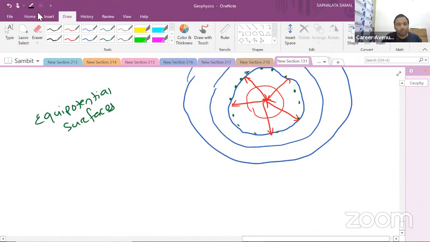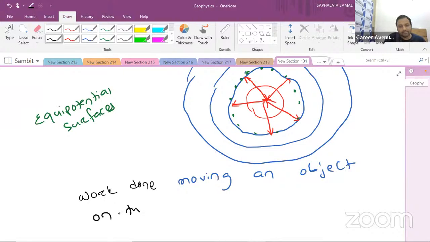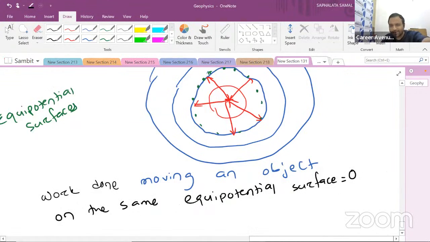So since there is no potential difference, the work done moving an object on the same equipotential surface would be equal to zero. No work done at all. Okay. We can say this simply in logic.